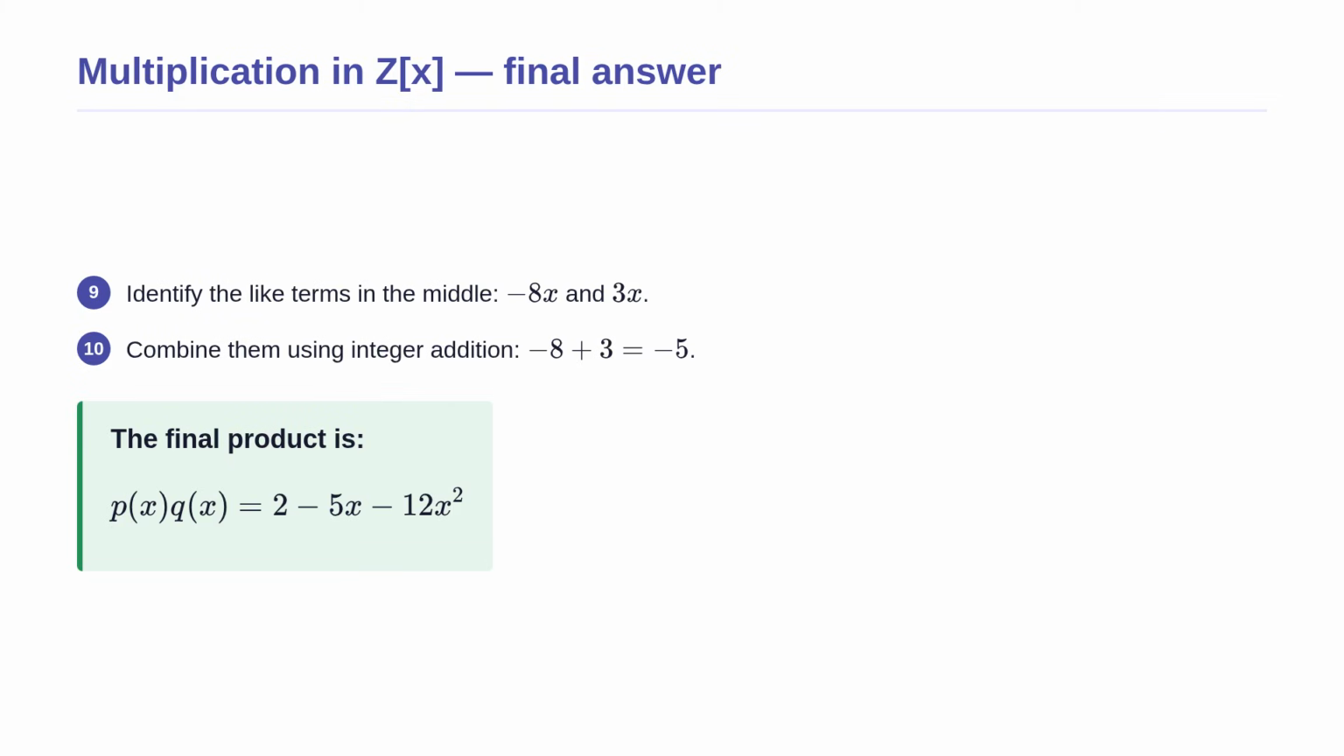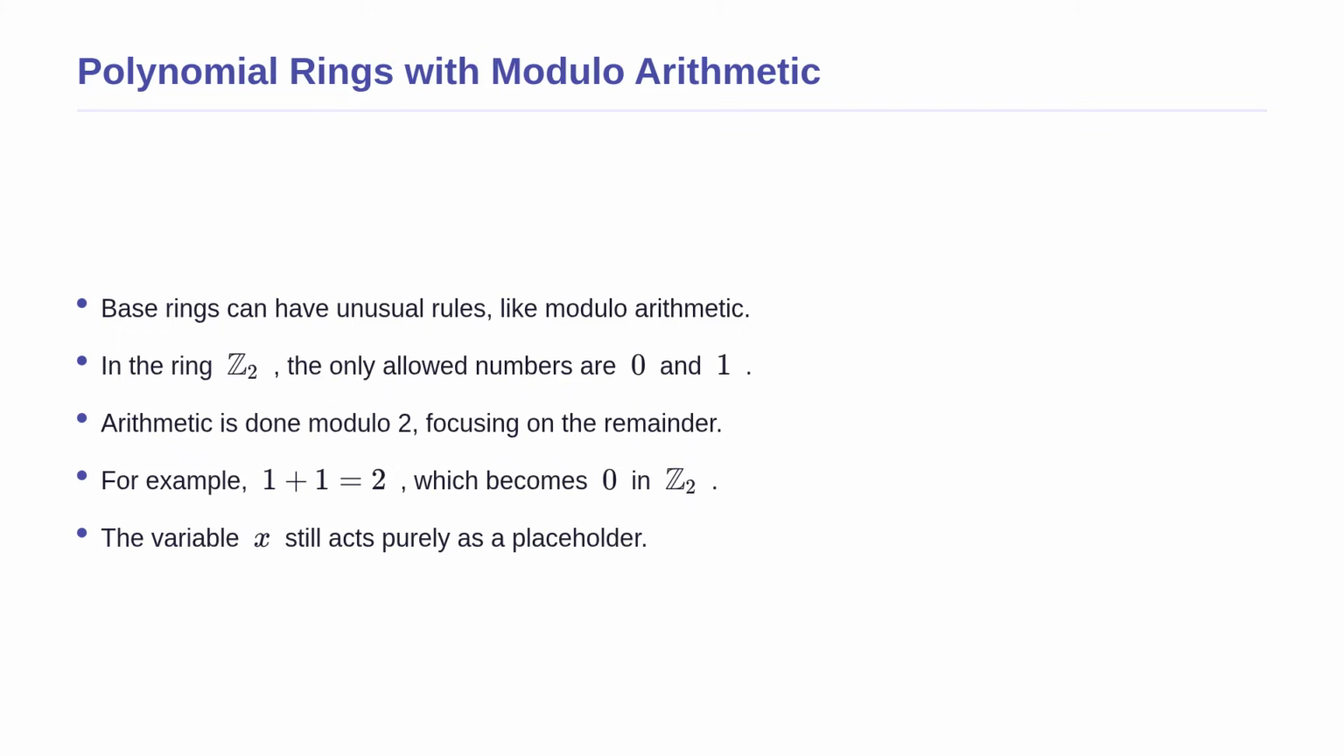Our final simplified product is 2 minus 5x minus 12x squared. Since 2, negative 5 and negative 12 are all integers, the product is a valid member of the polynomial ring. This represents the combined scaling of our original polynomials. Now that we have mastered standard integers, let us look at a polynomial ring with a twist. What if our base ring has unusual rules?